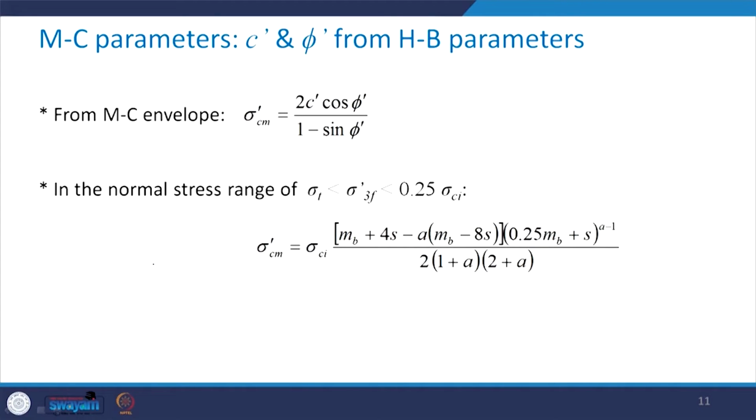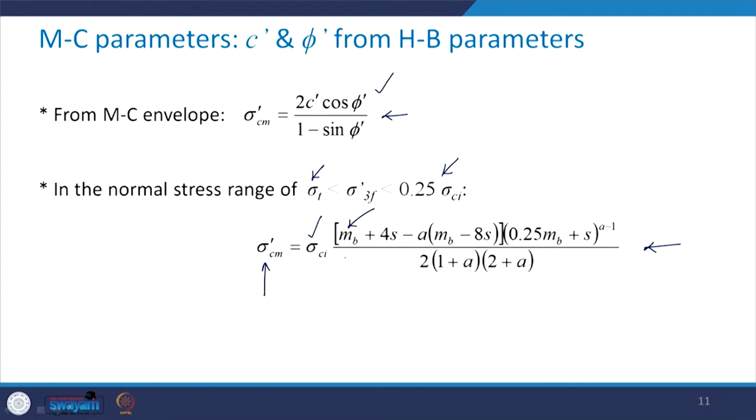Now, from the Mohr Coulomb envelope, you will get this expression, which is sigma Cm prime is equal to 2 c prime cos phi prime divided by 1 minus sin phi prime. This we have seen earlier. Now, in the normal stress range of tensile strength to 0.25 times the UCS, you will have an expression like this which will give you the value of sigma Cm prime, and you can see that this is a function of sigma Ci, which is the UCS of the intact rock, plus the Hoek and Brown parameters of the rock mass. See here, instead of mi, mb is written, but this is also for the rock mass.